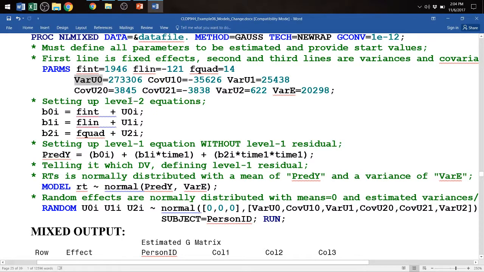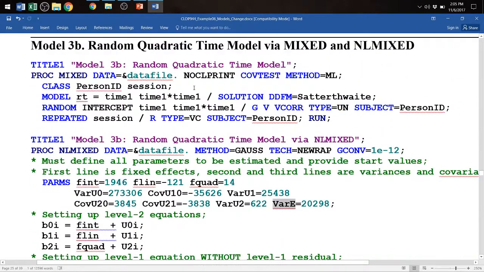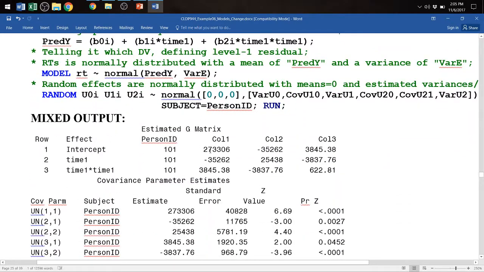So here's my random intercept variance, var u0. Here is the covariance between the random intercept and linear slope. Here's the linear slope variance. Here is the quadratic slope variance. Sorry, back up. Covariance between the random quadratic and intercept, covariance between the random quadratic and random linear, variance of the quadratic, and then e-variance. So I'm listing these out in the order in which they would appear in my G matrix.